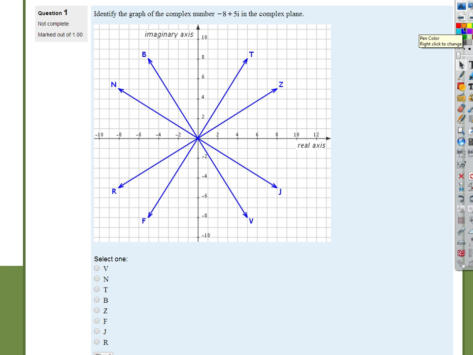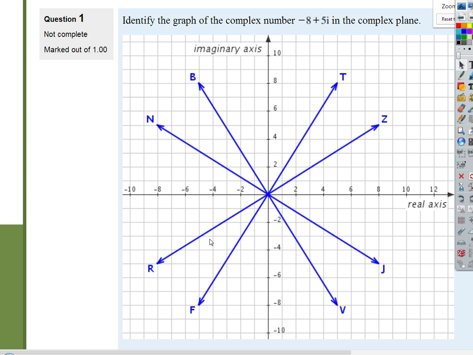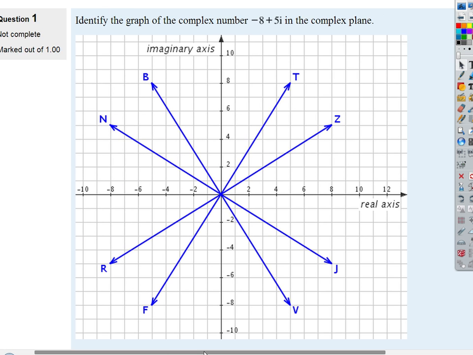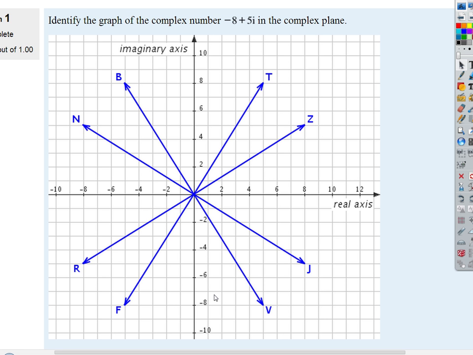Okay, so what about this? Now, we've got this, let me make this a little bigger so you can see it better. Okay, so our goal here is we want to figure out which of those vectors represents the complex number -8 plus 5i. Leah, what do you think? It's there because you look at the real axis and that's -8. That's the real number, and then you look at 5i, which is the imaginary axis.